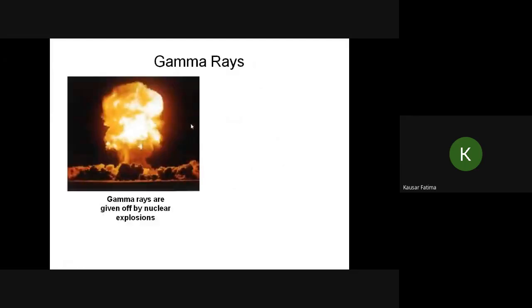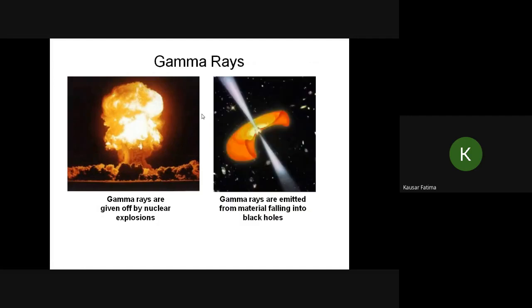Now, gamma radiation has the highest frequency and the shortest wavelength. Okay, nuclear explosion, they are emitted from the nucleus. So out of all these seven types, the only nuclear radiations are gamma. Okay, they have their uses and they are dangerous also.